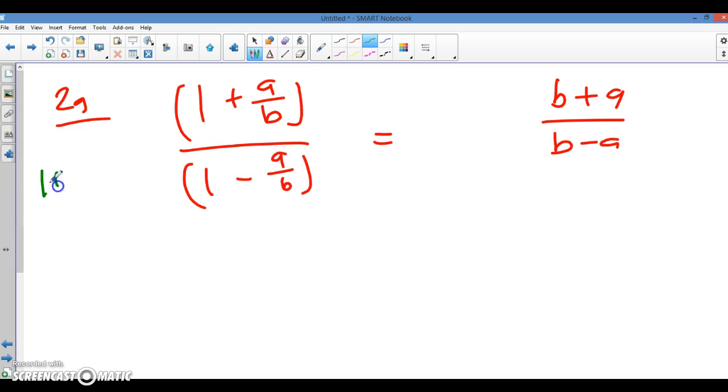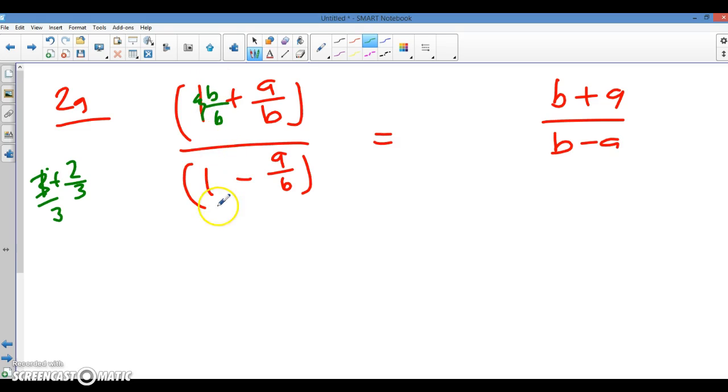If I want to add 1 plus 2/3, what you would say is I need a common denominator. So I'm going to make this over 3. So I multiply this by 3 and this by 3, and I get 3/3 plus 2/3, and you do the exact same thing here. Okay, 1 turns into b over b.